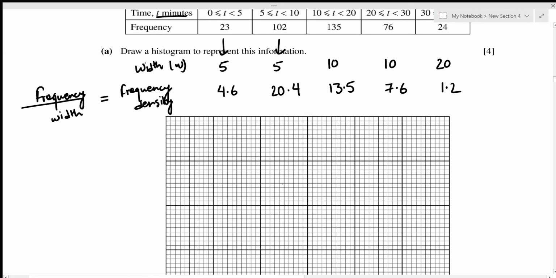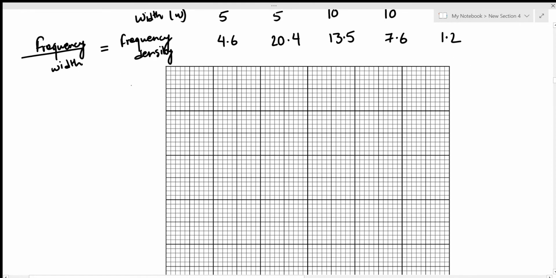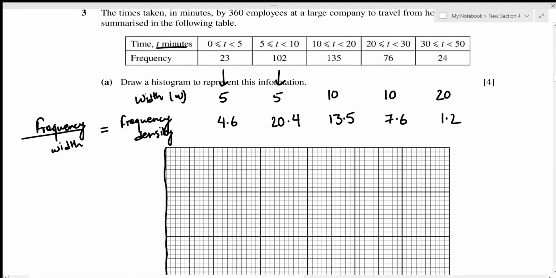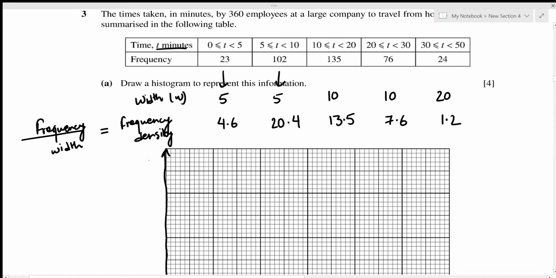All right, now we need to draw the y-axis. And the largest value that will be in the y-axis is going to be 20.4. All right. So I'm just drawing up the histogram freehand right here, but make sure you use a scale in an exam. All right, so the y-axis is going to be frequency density.